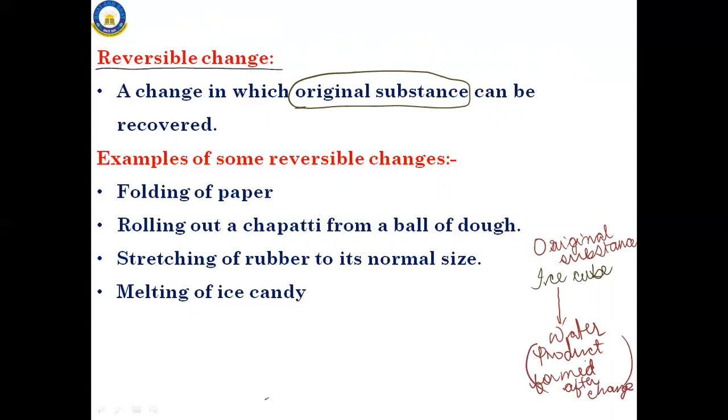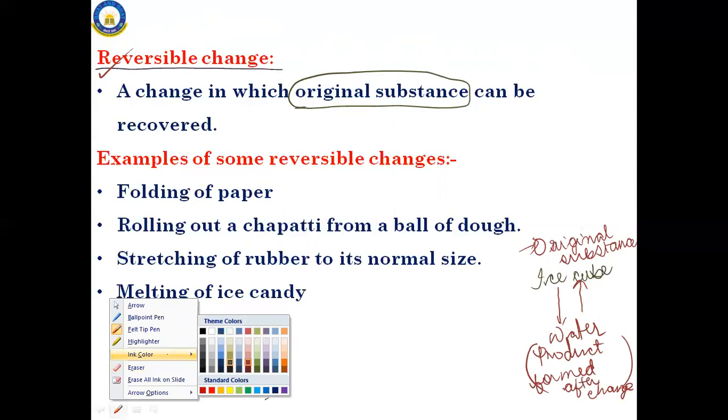Here, if you check, can I convert water again into an ice cube? Yes, I can convert water again into an ice cube. So which is the original substance? The ice cube is acting as the original substance, and it can be brought back. So that kind of change, what do we call it? We call it a reversible change.